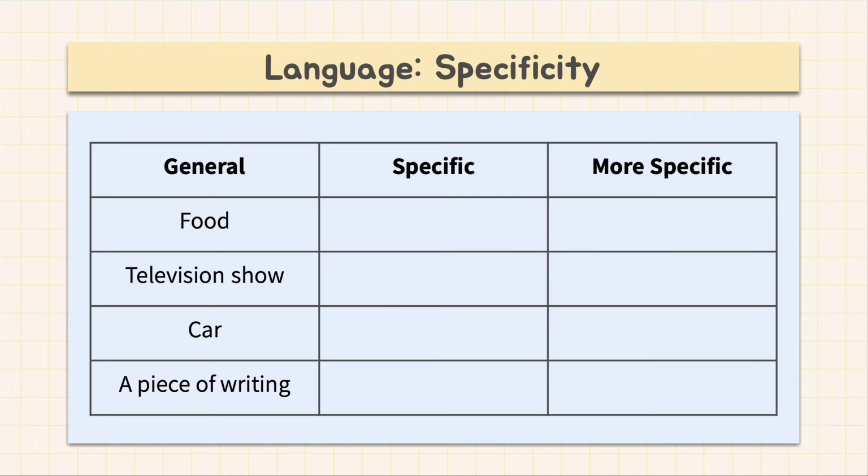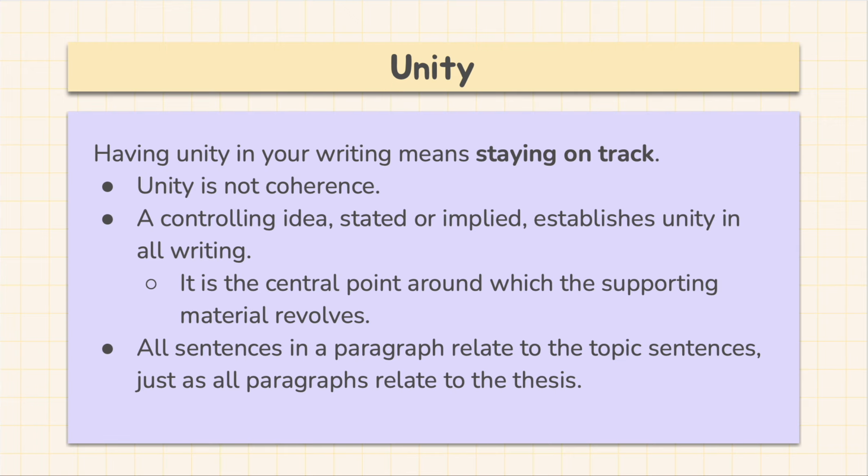Or television show. So maybe more specific, we can say, oh, anime. Okay, let's make it more specific. What specific type of anime? Okay, maybe we'll say Demon Slayer, right? And same thing with a piece of writing. You might say essay. Okay, make it more specific. What kind of essay? Informative essay. So now we've made it the most specific we can make it.